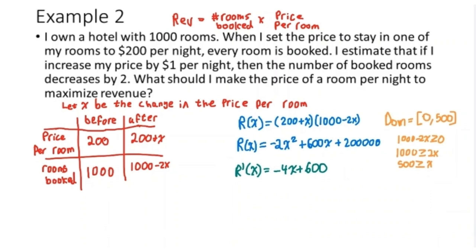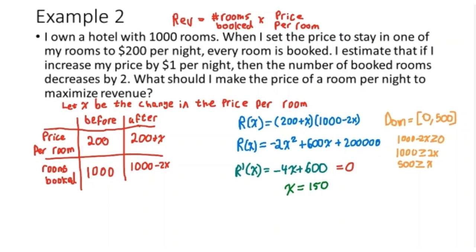Since we're working with polynomials, our derivative can never be undefined, so we only need to set it equal to 0 and solve for X. If we subtract 600 and divide by negative 400, we get that X equals 150. 150 is within our domain of 0 to 500, so that would be our only critical number.